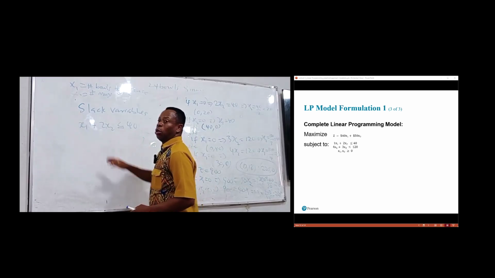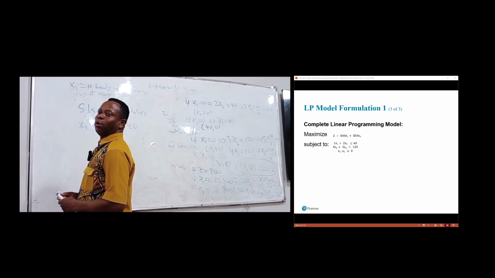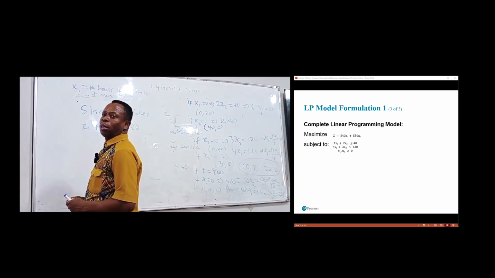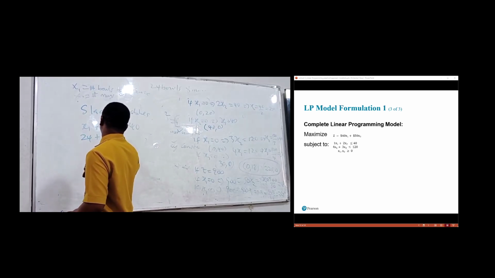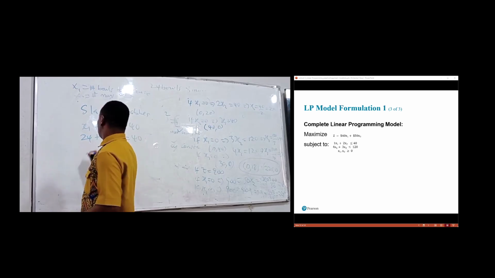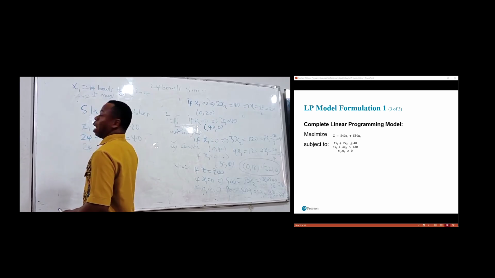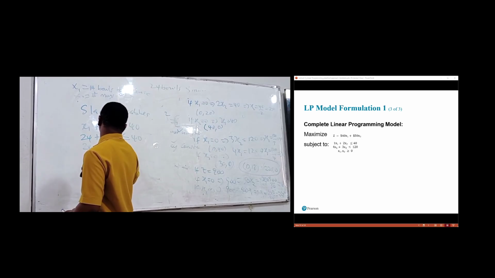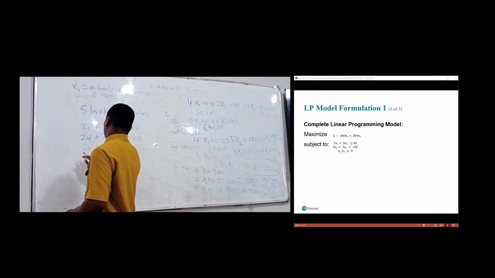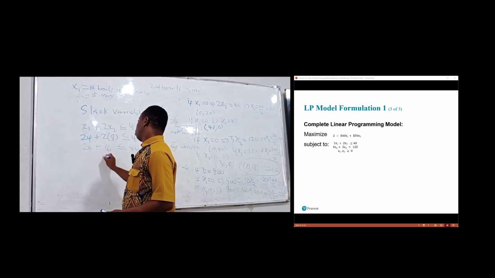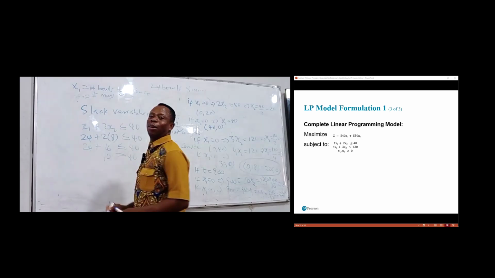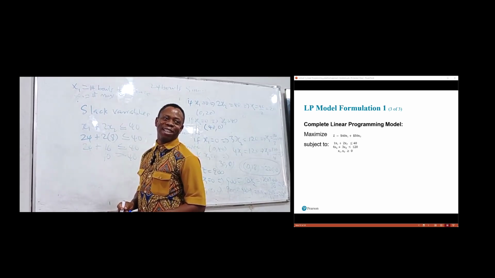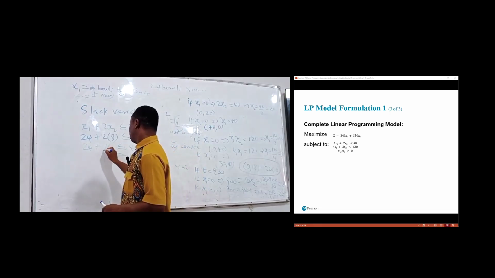Now, we know that x1 is what? What is the value of x1? 24 plus x2 is what? Is less than or equal to what? 40. 24, 2 times what? 16 is less than or equal to what? 40. 24 plus 16. 40 is what? Equal to 40. It can no longer be less than or equal to. It's now equal to 40.